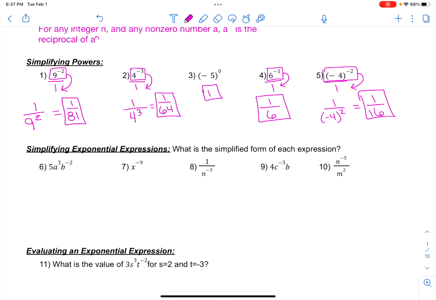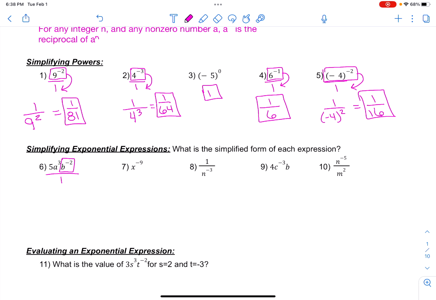Okay, so we have gone over just the main idea of simplifying the powers. Well, now we are going to simplify expressions. So we might have multiple pieces, but not everything has to move, whereas in these previous examples, everything has had to move. So for number 6, we have 5a to the third, b to the negative second. It is very important to take note that these exponents only apply to what they are directly connected to. So for this first one, this piece here is the only one that has a negative exponent.